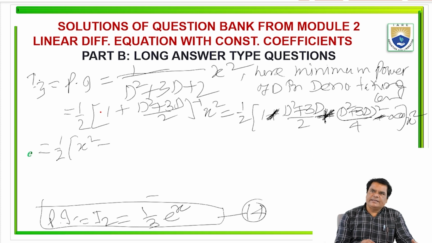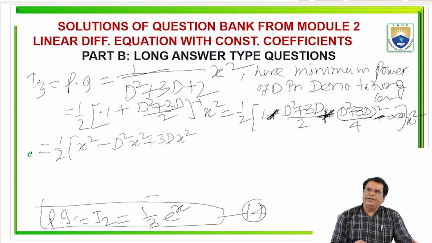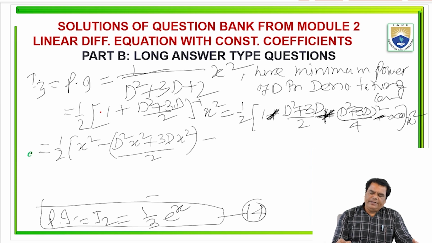So I am writing here x squared, and here D squared x squared plus 3D x squared upon 2. Next, minus sign, we write here only 9D squared by 4. Here is plus sign, 9D squared by 4.